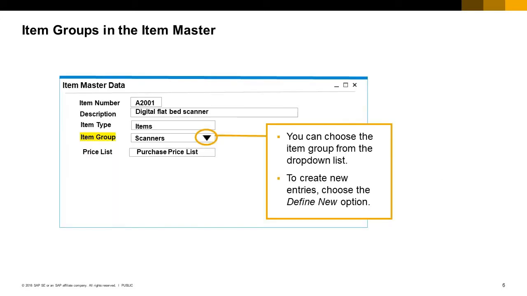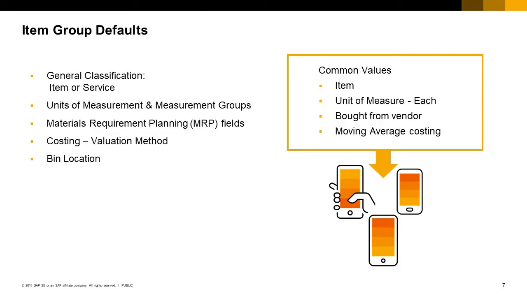Item groups are very easy to use, because the group is chosen in the header area of the item master record. You can even create new item groups in the drop-down by using the Define New option. The defaults fall into a few basic areas. Basics for the item type, material item or service. Defaults for units of measurement, default group and default inventory unit of measure. Defaults for material requirements planning method, procurement method, order interval, order multiple, minimum order quantity, lead time.